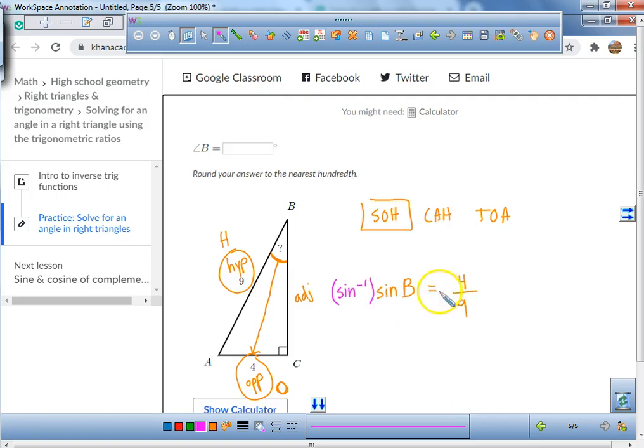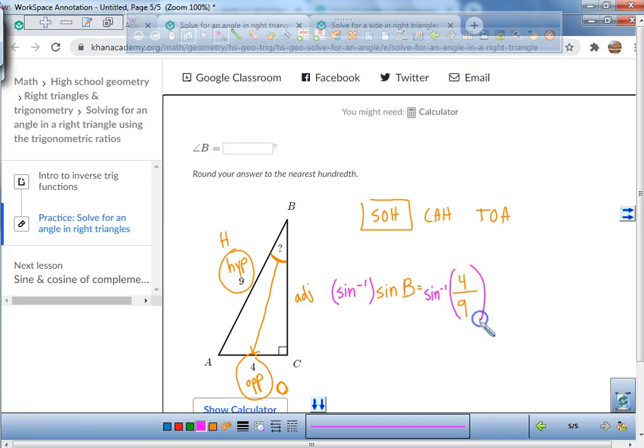So I'm going to try to fit it in right here. I'm going to erase that equal sign, make it a little smaller, and then just put the inverse of sine. And these will cancel out. We're left with capital B, and we're going to do what's called the inverse of sine.